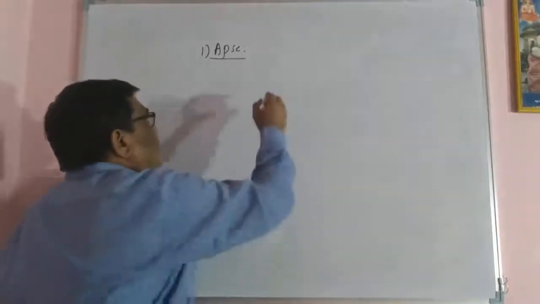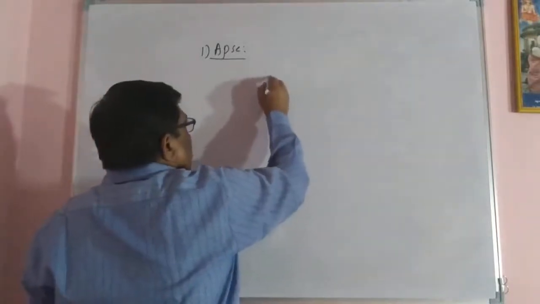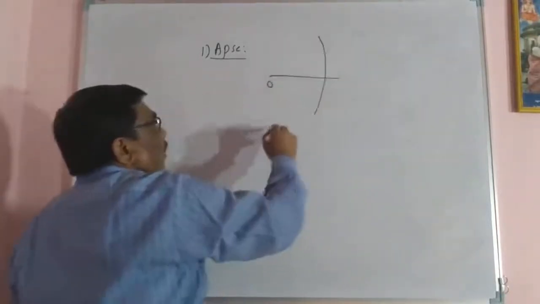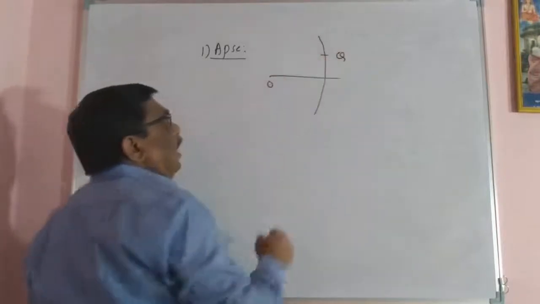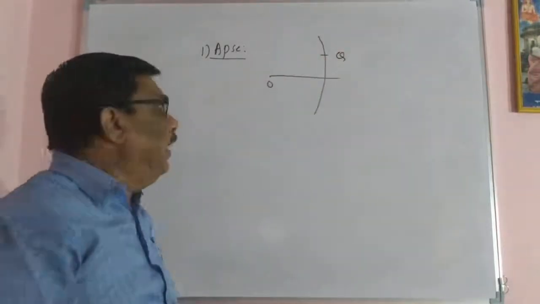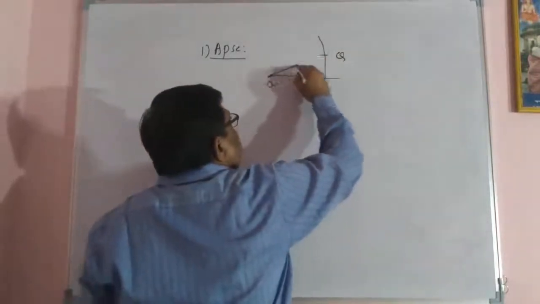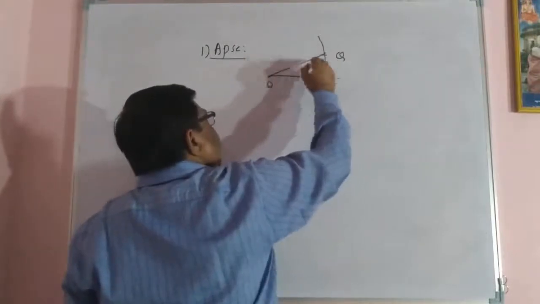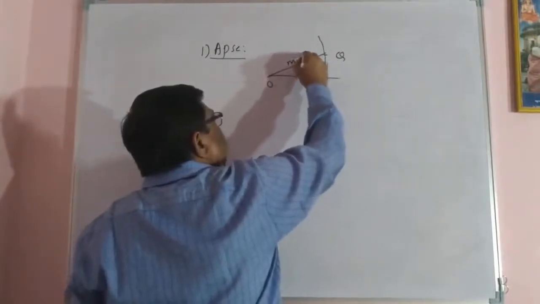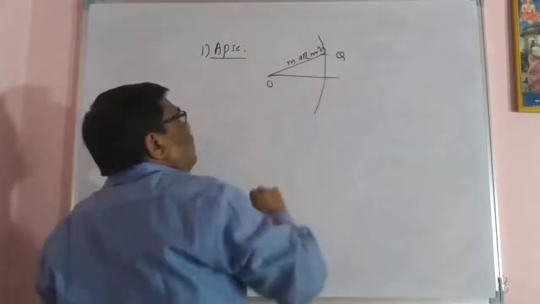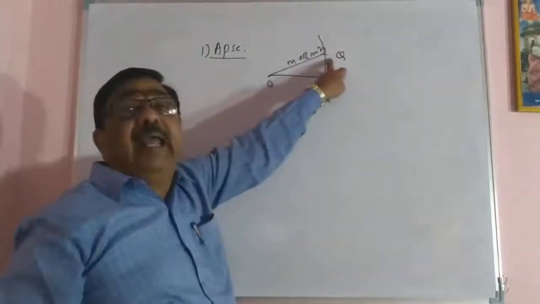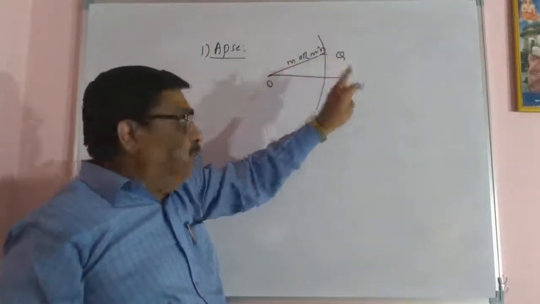In other words, O is the center and there is a curve. Q is the point at which the particle is there, and at this point, if the radius vector is maxima or minima, then we say that this Q is an apse point, or it is an apse.